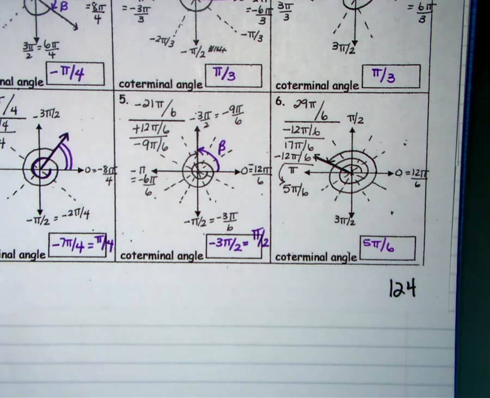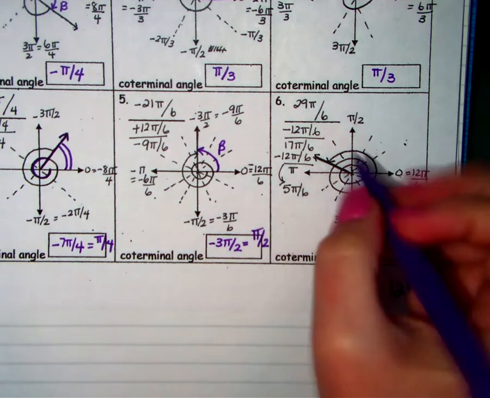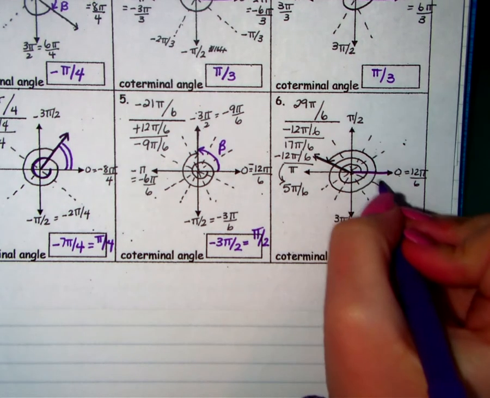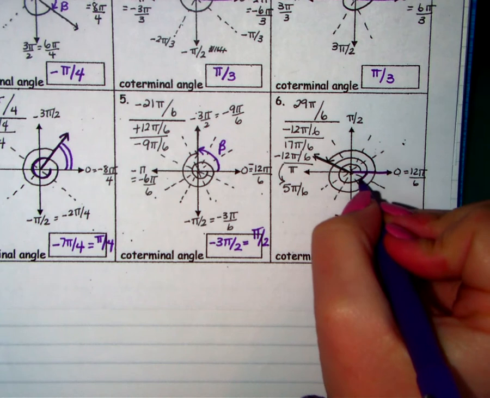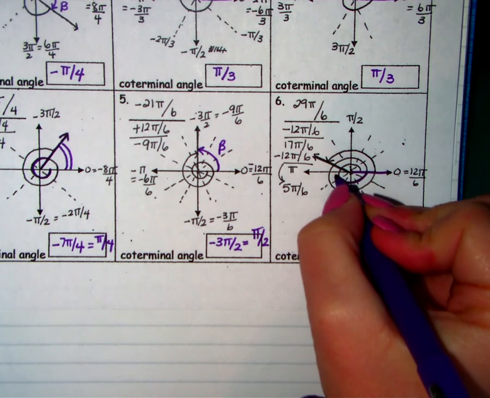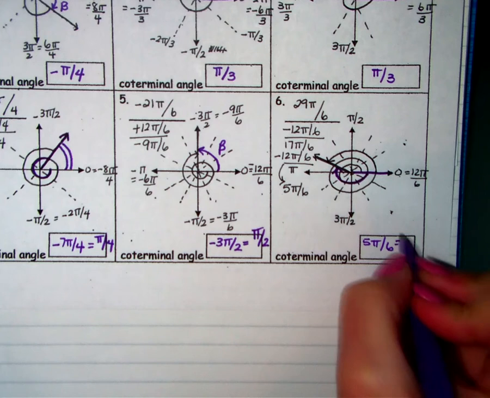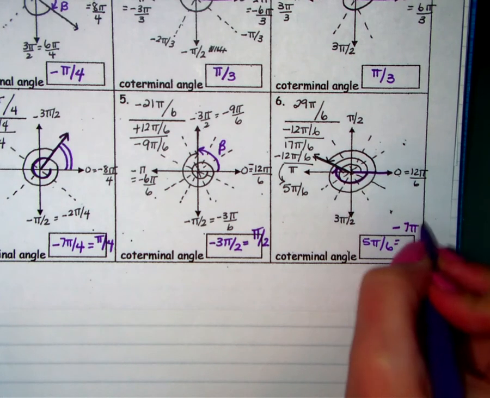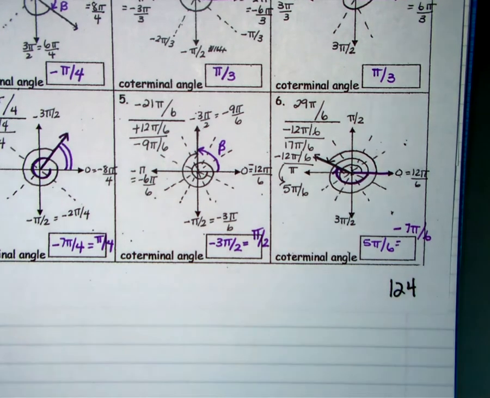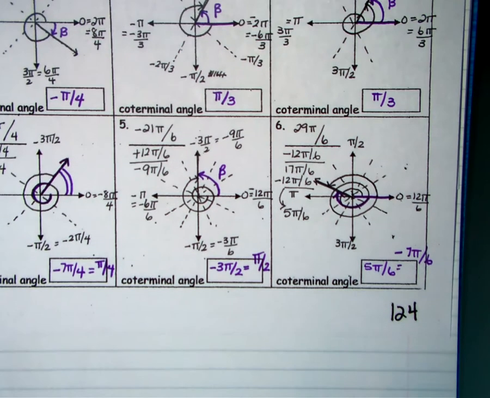Right. I could also, if I wanted to, go backwards and start here and go down 1, 2, 3, 4, 5, 6, 7 as well. And so in a negative direction, 7 pi over 6's. Right. And so that's just a look at how to draw a radian in standard form and to identify some coterminal angles.